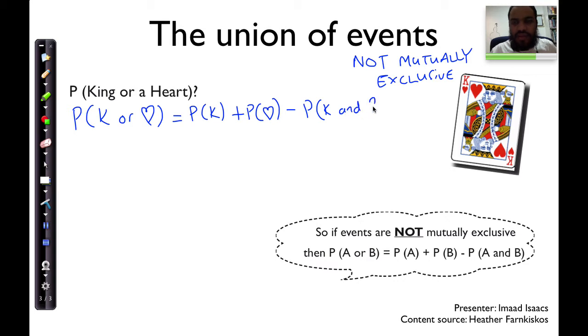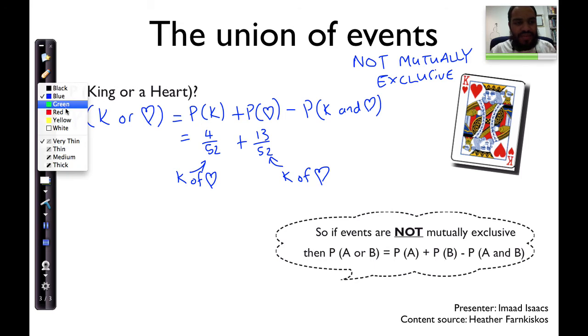Right. Now why do we do this? You can say, well, the probability of drawing a king is 4 out of 52. The probability of drawing a heart is 13 out of 52. But inside this, I've already got the king of hearts, right? And inside this over here, I've also got the king of hearts. But you and I both know there's only one king of hearts in the entire deck. And I've counted it twice. So therefore, I must subtract one of those king of hearts so that I don't double count.